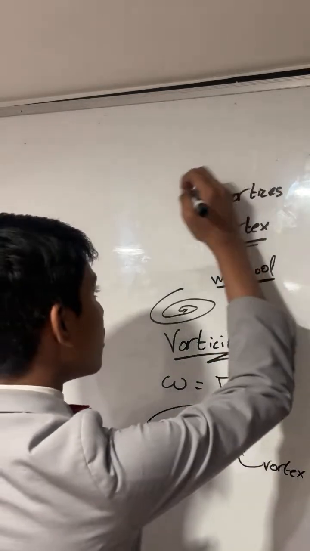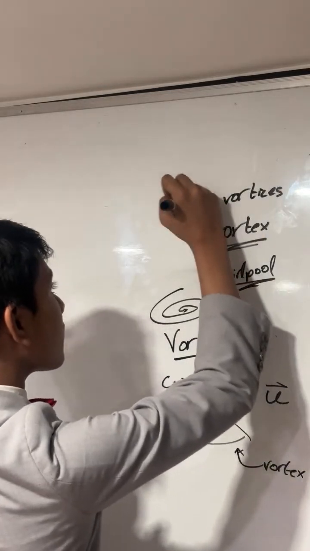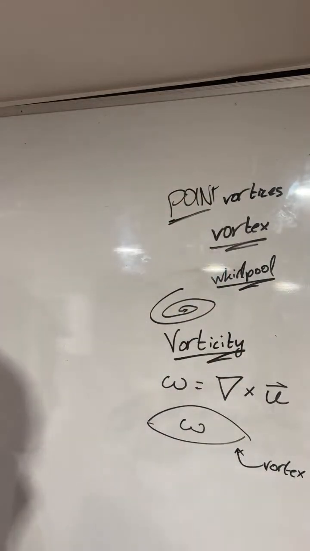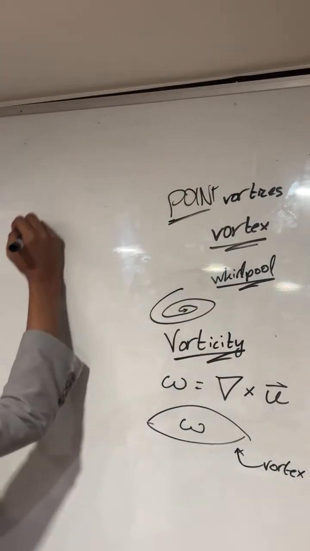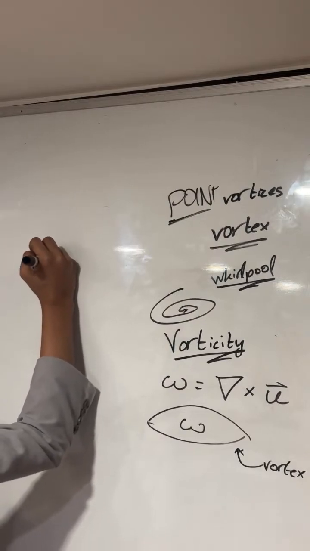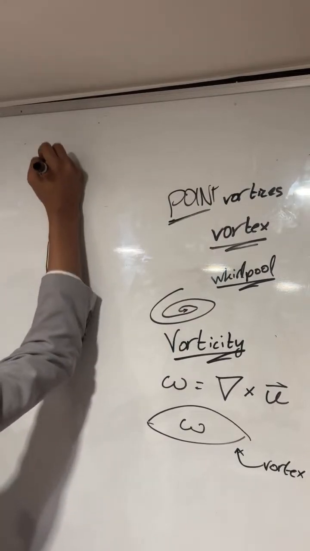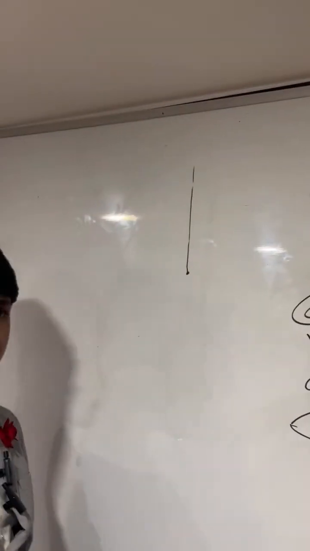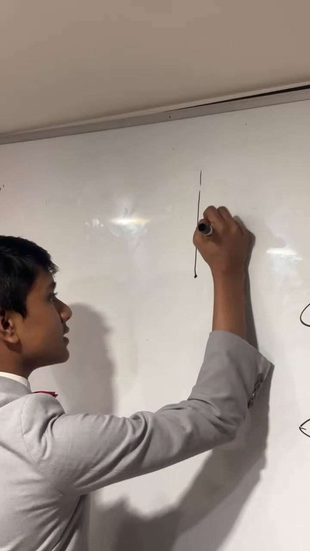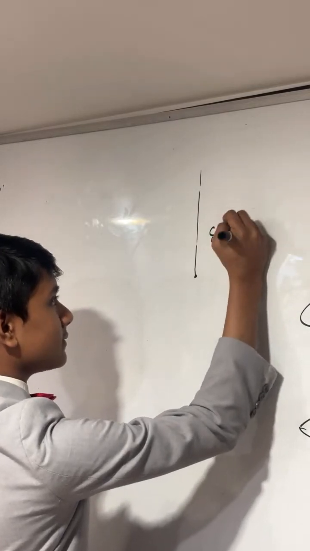Okay, so what's a point vortex? Well, a point vortex is essentially a singularity, like a black hole of vorticity. What it's doing is it's a delta function of vorticity.